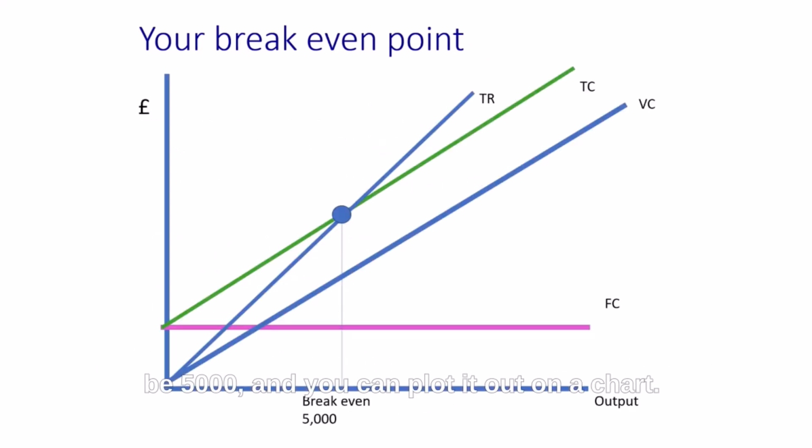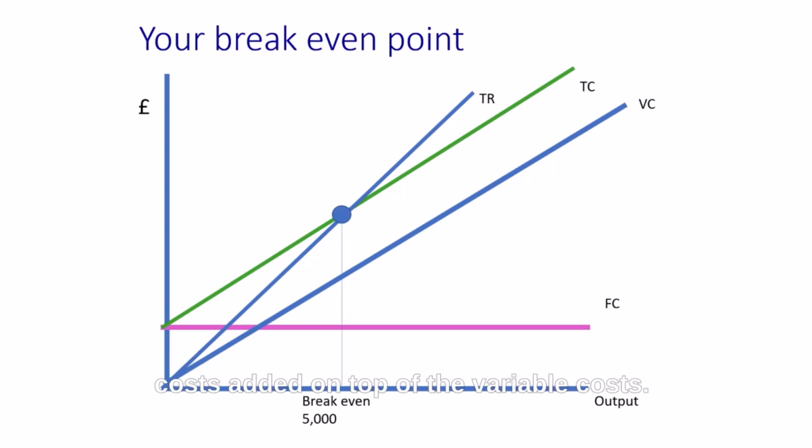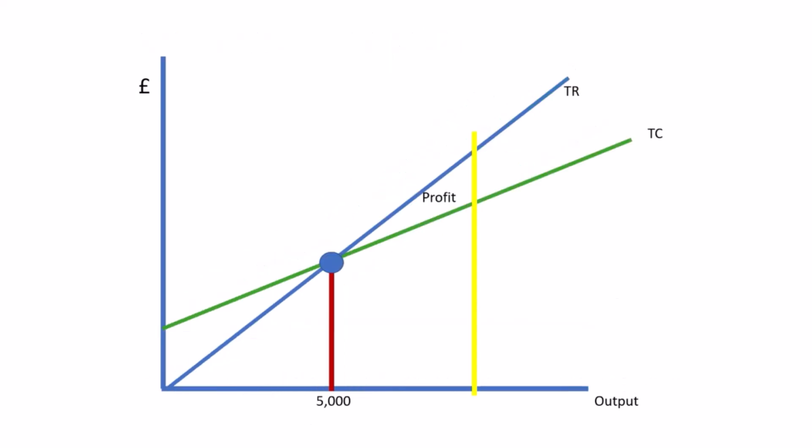And you can plot it out on a chart. So the pink line is the fixed costs. The variable costs start at naught and go up in line with your sales. Your sales revenue starts at naught and goes up in line with your sales. And your total costs are the fixed costs added on top of the variable costs. And where your revenue gets higher than your cost line, that's called your break-even point, which in this case is 5,000. Now, if we sold more than 5,000, we make a profit. And the profit is the difference between our total revenue there, that much, and our total cost there, that much. And obviously, if you sell more, you make more profit.